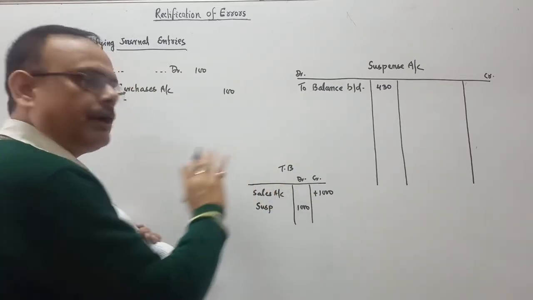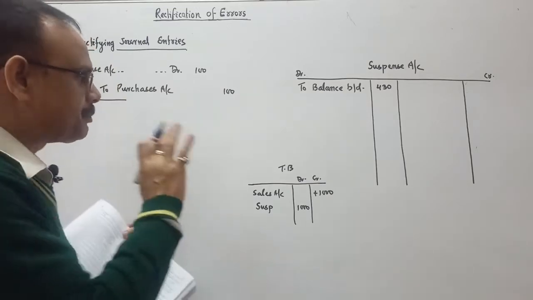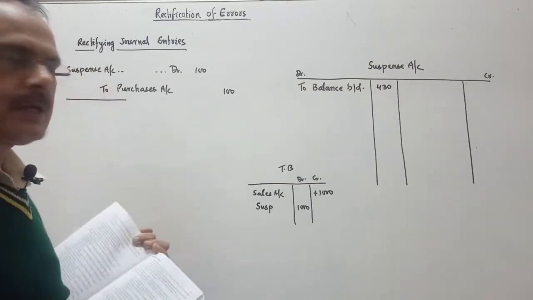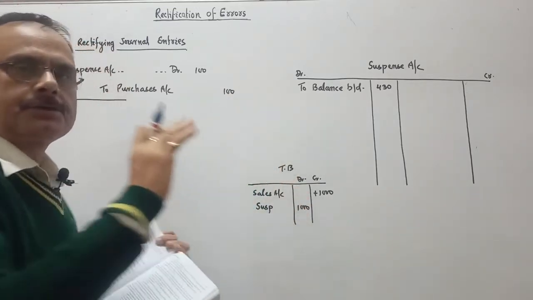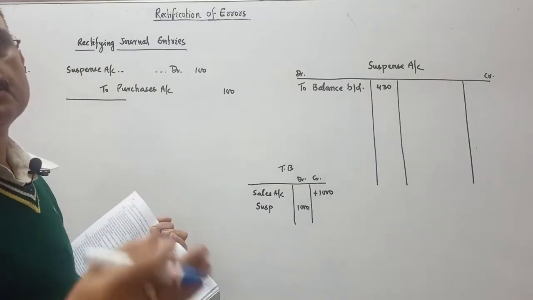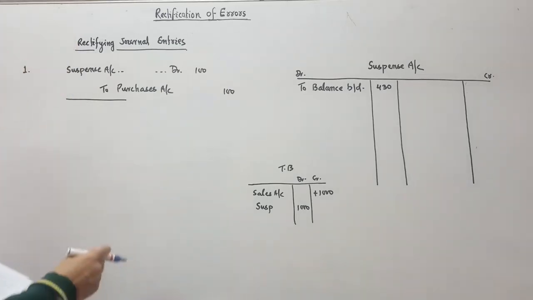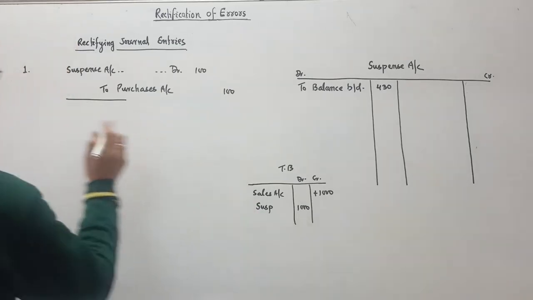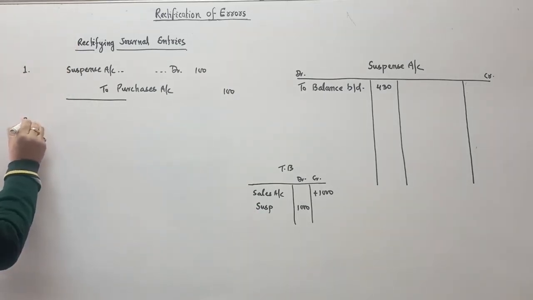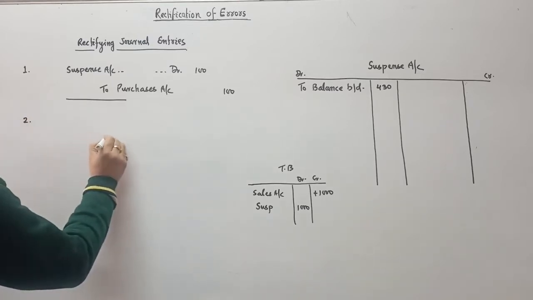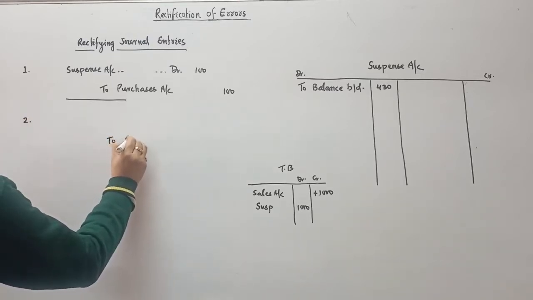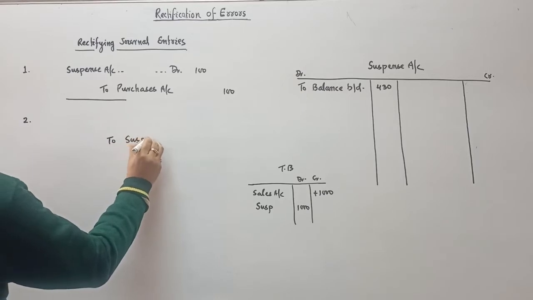Now when it comes to our knowledge that this error is because of the suspense account of 1000 opened on the debit side, because of what? The sales book total was overcast by rupees 1000. So what we'll do is cancel the suspense account. For cancellation of the suspense account, we will credit the suspense account.